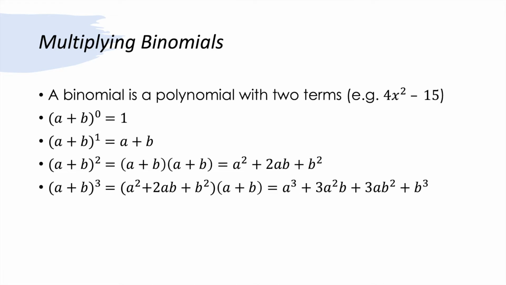Next, if we want to find a plus b cubed, we'll take the result of a plus b squared and then multiply that result by a plus b. So if you multiply out all the terms and combine like terms, we'll see that a plus b cubed is a cubed plus 3a squared b plus 3ab squared plus b cubed.